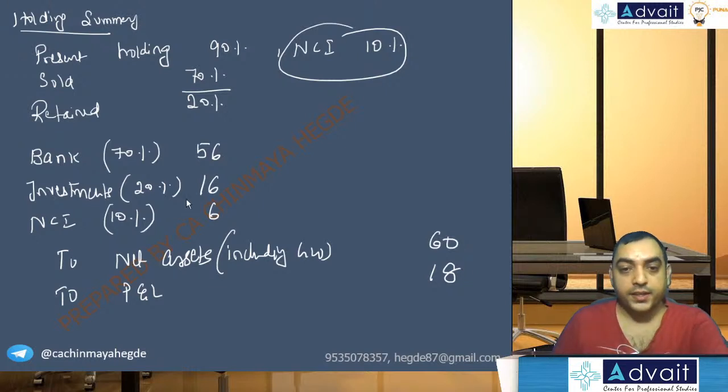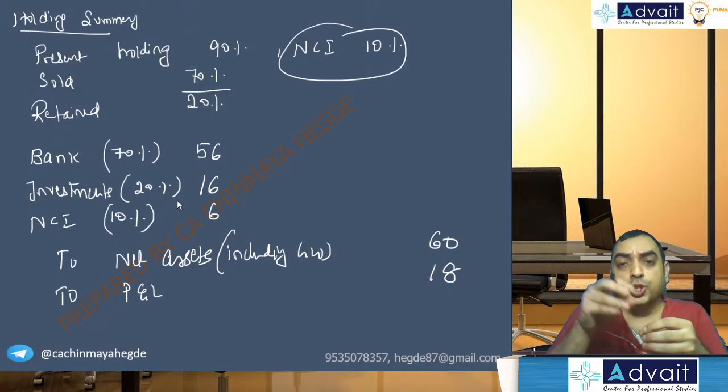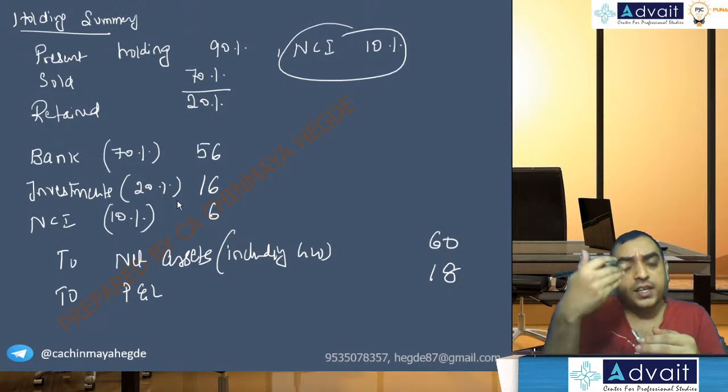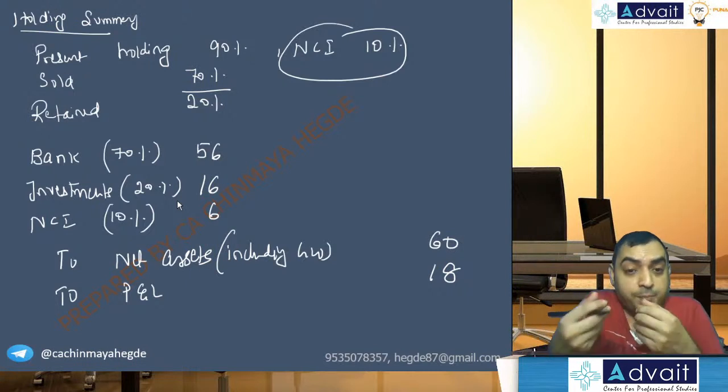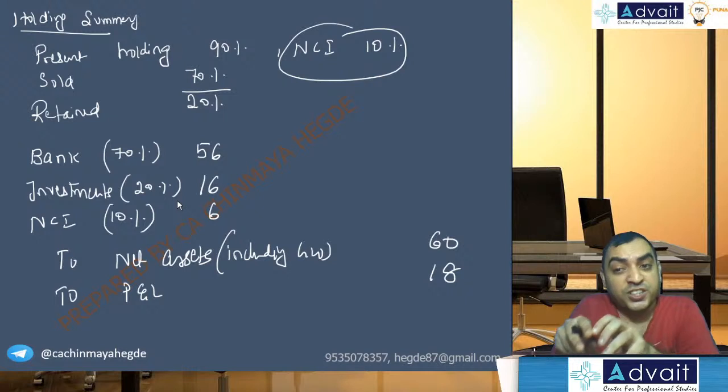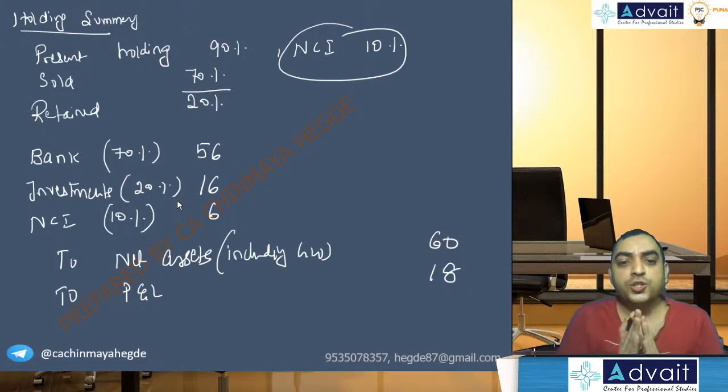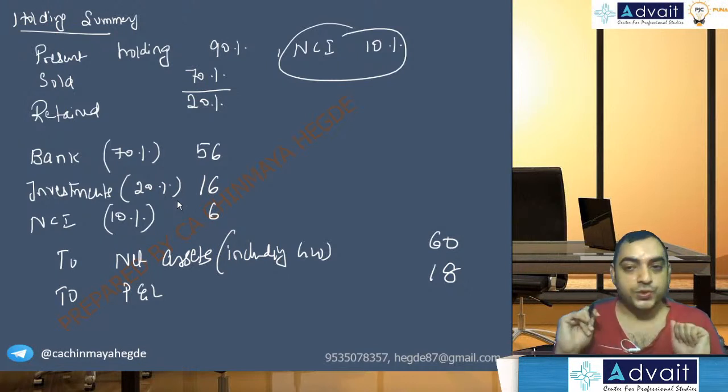Okay, good, got it. So this is one part. This is the regular part, that is you are having 90%, you sold 70%, control is lost, NCI is to be derecognized, goodwill to be derecognized, net assets to be derecognized. But you continue to have 20%, that should be an investment in associates, you will continue to show it at fair value. So far, no issues.